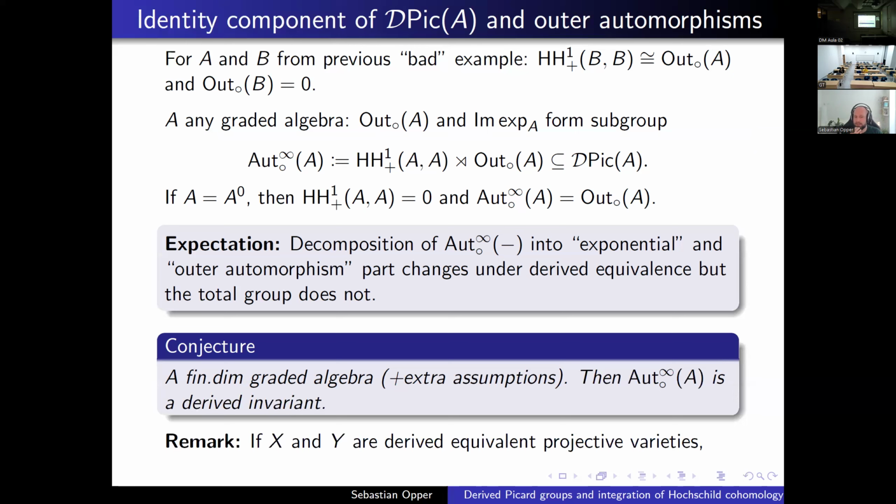So if X and Y are derived equivalent projective varieties, then Rouquier showed, this is unpublished work, but it's mentioned in Huybrechts's book on Fourier-Mukai transforms, that, well, maybe not the individual Picard groups and automorphism groups of X and Y are the same, but the semi-direct product is a derived invariant. So this is very similar to the situation upstairs, where this seems to be the case. And we see examples where this happens.